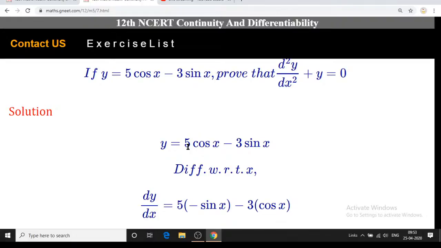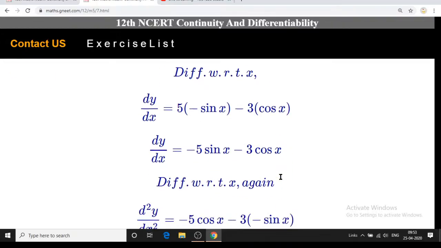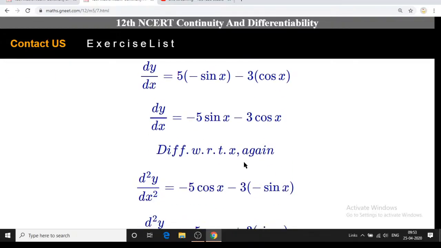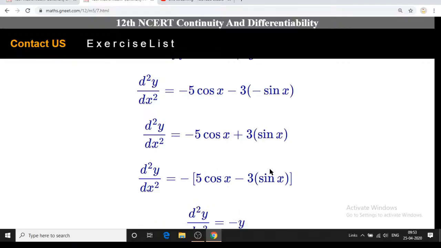Now here the question was 5 cos x minus 3 sin x. Differentiate. 5 times the derivative of cos x is minus sin x, minus 3 times the derivative of sin x, which is cos x. So that is the first order derivative. After that, again differentiate. What do we get? Minus 5 times the derivative of sin x, which is cos x, minus 3, again the derivative of cos x is minus sin x. So ultimately we get minus 5 cos x plus 3 sin x. Take the minus sign common.